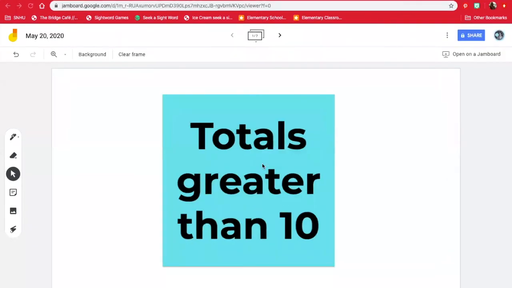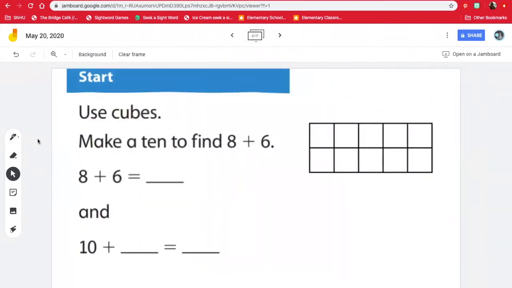So for math, we've been learning about totals greater than 10, and we're going to continue our learning with this today. So let's start here. It says use cubes. I don't have cubes today, so I'm just going to draw a picture within the 10 frame because it says we need to make a 10 to find 8 plus 6. So let's draw first. I'm going to use blue to color in the 8, and I will use yellow to color in the 6.